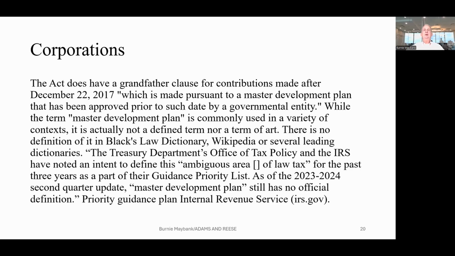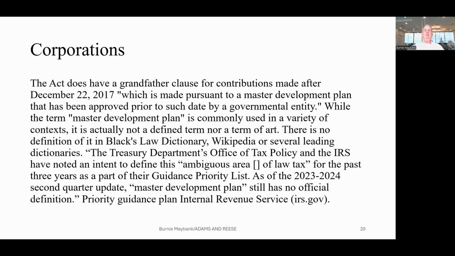So it does have a grandfather clause for contributions made after December 22nd, 2017, which are made pursuant to a master development plan which has been approved prior to that date by the governmental entity. So the legislation uses the term, quote, master development plan, but master development plan is not a defined term, nor a term of art. There's no definition of it in Black's Law Dictionary, Wikipedia, and I checked several dictionaries, and there's no dictionary definition of master development plan.